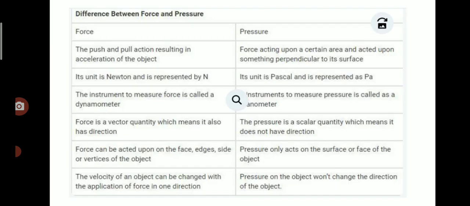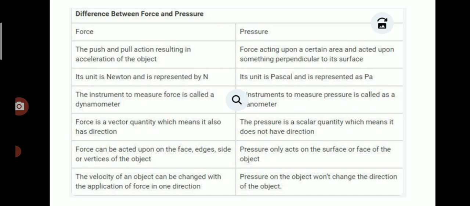Let us see the difference between force and pressure. The push and pull action resulting in acceleration of an object is called a force, while force acting upon a certain area and acted upon something perpendicular to its surface is called pressure. Force has the unit Newton, represented by the symbol N, while the pressure unit is Pascal, represented by the symbol Pa.